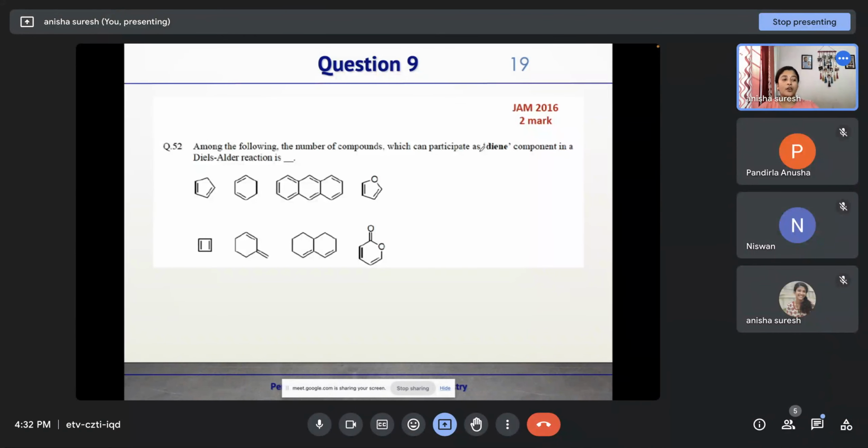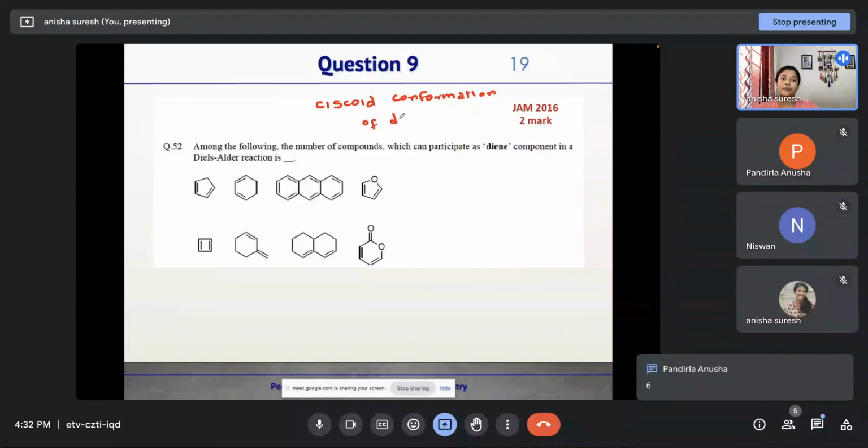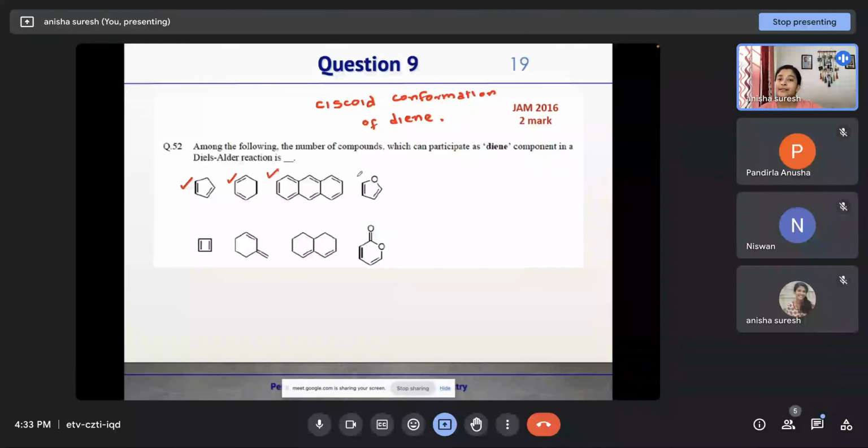Here also we should consider the cissoid conformation of the diene. If we see the cyclopentadiene, it is in cissoid conformation. This cyclohexadiene is in cissoid conformation. In this anthracene, this part will be taking part in the Diels-Alder reaction, so it is also in cissoid conformation. This furan, if we consider, is also in cissoid conformation.